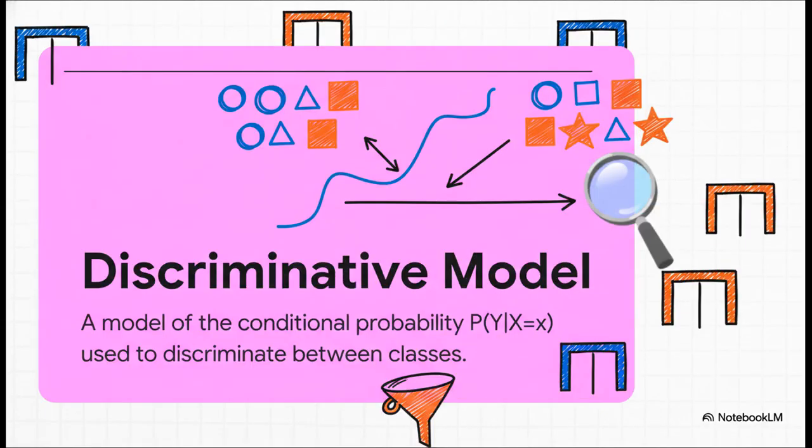Then you've got the discriminative model. This is our pattern spotter. It's not trying to learn the whole language. It's just looking for clues. It learns the conditional probability, or P(y | x). Basically, it asks a much simpler question. Okay, given the data I'm looking at, x, what's the probability that the label is y? It couldn't care less about how the data was made. All it wants to do is find the line, the decision boundary, that separates one class from another.